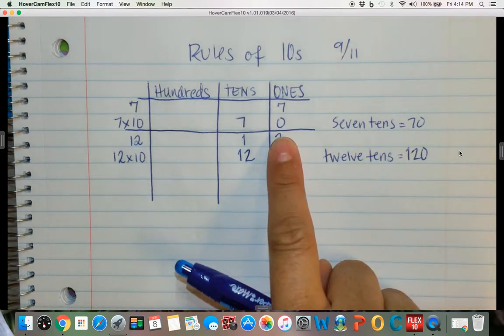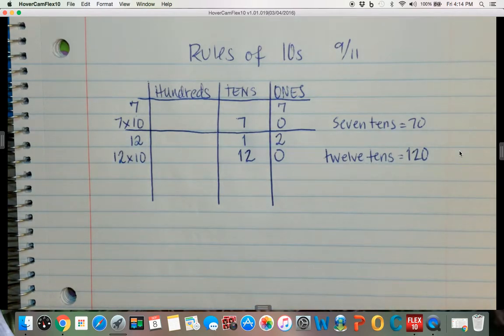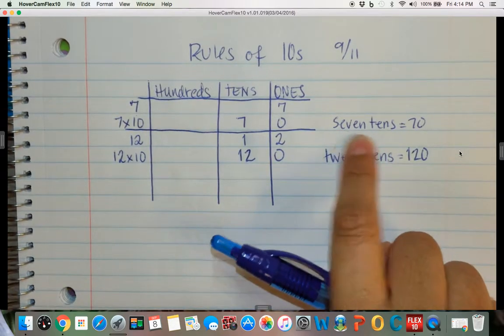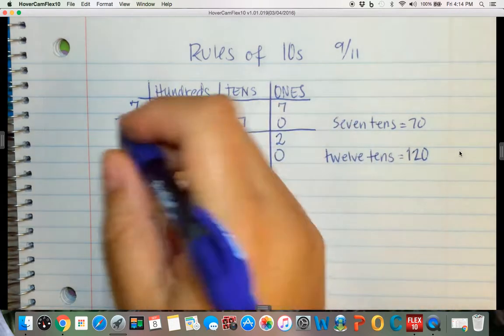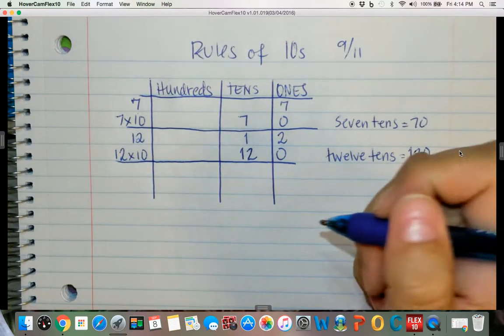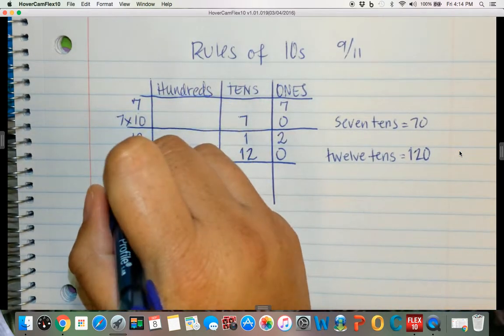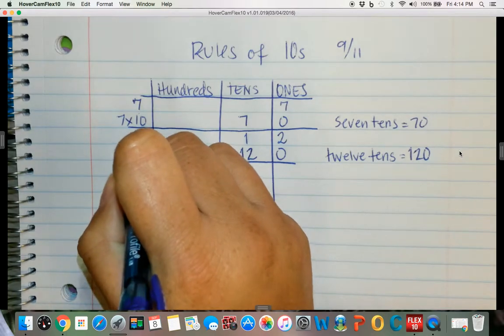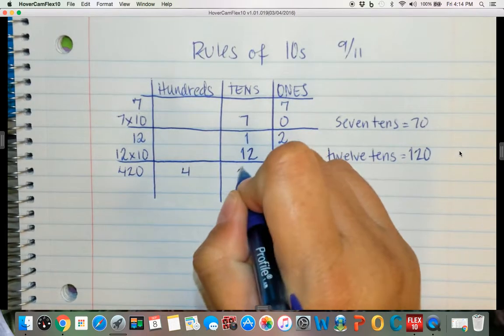We add the 0 because we now have 7 tens. We have 7 groups of 10. And that 7 tens is the same as 70. So we have to think about that place value. It's going to be the same if we have a number like 420, and the 420 has to be in the correct place.